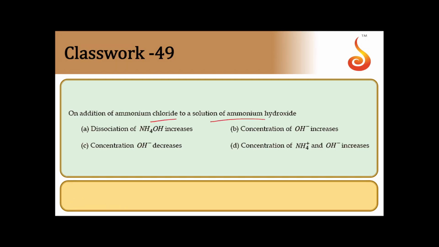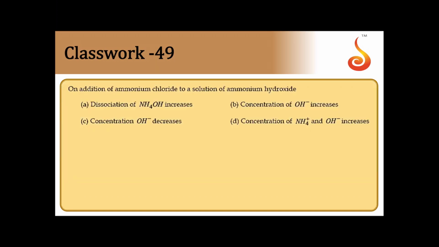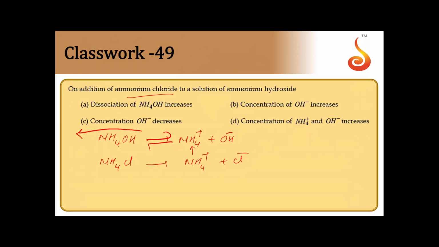Then, on addition of ammonium chloride to a solution of ammonium hydroxide. Let us take ammonium hydroxide first, its ionization giving rise to ammonium ions plus OH minus ions. And they are adding ammonium chloride to this. So ammonium chloride, NH4Cl, gives rise to NH4 plus and Cl minus. Now we need to apply the common ion effect here because this will be in an equilibrium state. The concentration of ammonium ions has been increased, which implies the above equilibrium moves in the backward direction.